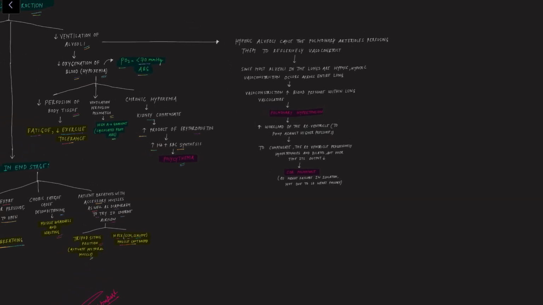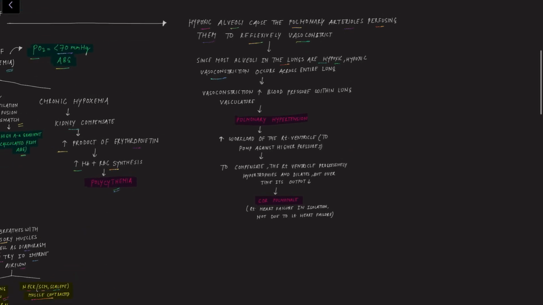Decreased ventilation of alveoli: hypoxic alveoli cause the pulmonary arterioles perfusing them to reflexively vasoconstrict. Since most alveoli in the lung are hypoxic, vasoconstriction occurs across the entire lung. Vasoconstriction increases the blood pressure within the lung vasculature, and that leads to pulmonary hypertension.